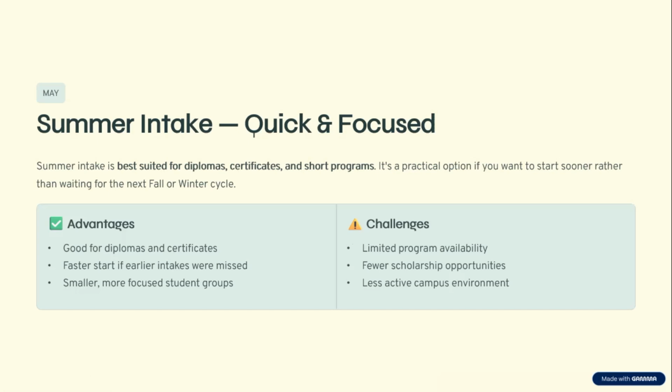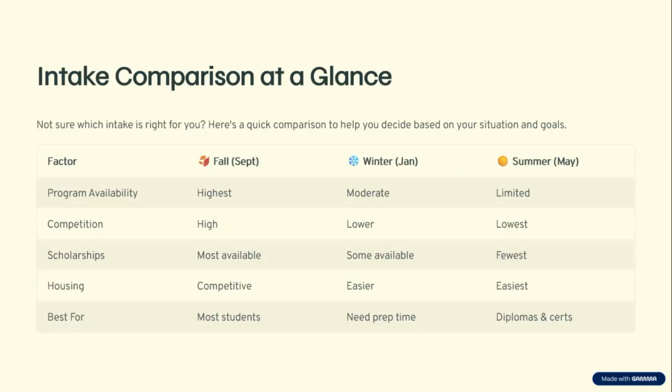So these are the three that we talked about: winter intake, fall intake, and summer intake. We've talked about them. Let's see the comparison. For the fall, program availability is the highest, and competition is very high as well. Scholarships are most available, housing is competitive, and it's best for most students. It's loved by most international students, if not all of them.